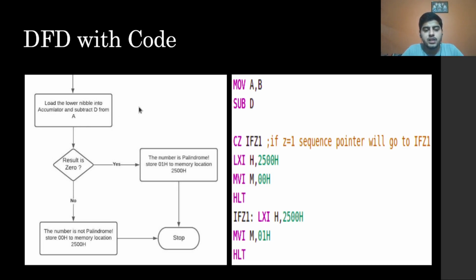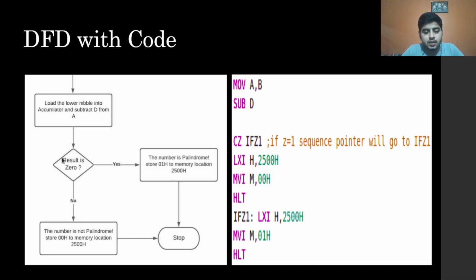Basically we want to check whether the lower nibble is the mirror image of the upper nibble or not. To check, we will simply subtract the higher nibble from the rotated version of the lower nibble. For that we will move the value of B into A, and then subtract D from A. If the result is 0, it means the number is palindrome, and if the result is not 0, it means the number is not palindrome.